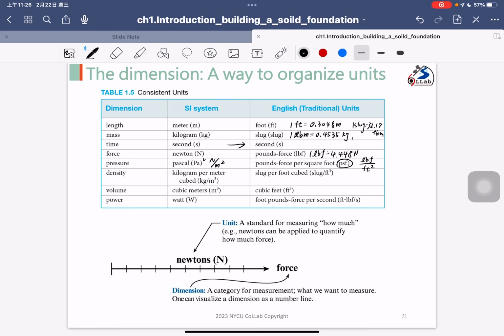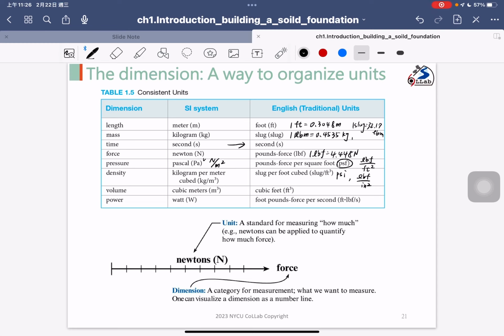So similarly, if I write down the pressure unit PSI, what PSI means is pound force per inch square. Okay, so the SI system and the English unit system have different pressure units. In the SI system, usually we use the Pascal, and for the English units, usually we use PSF or PSI. So that's the difference.